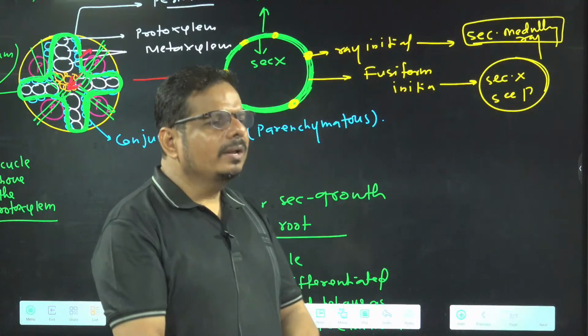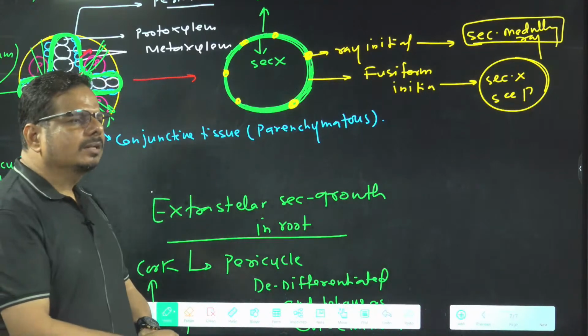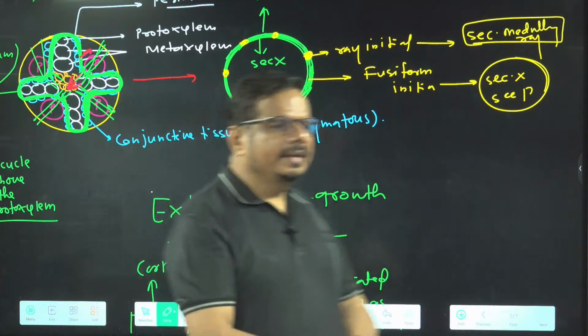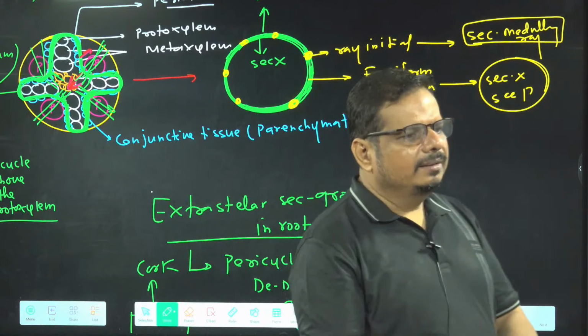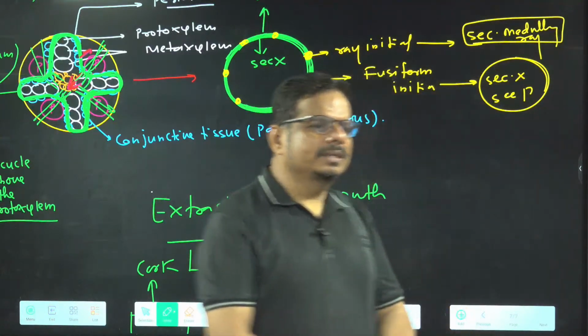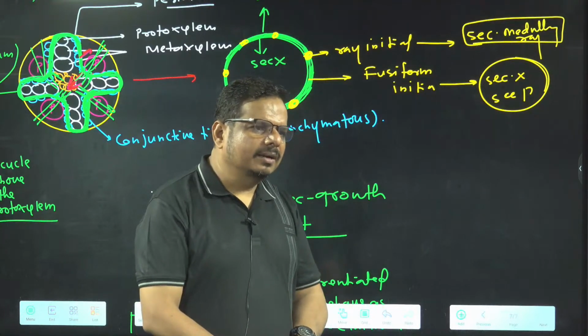Yes. When a non-dividing, permanent cell gains the capacity of division, it is called dedifferentiation. And dear students, it is the end of the chapter. Now we are going to start a new chapter.